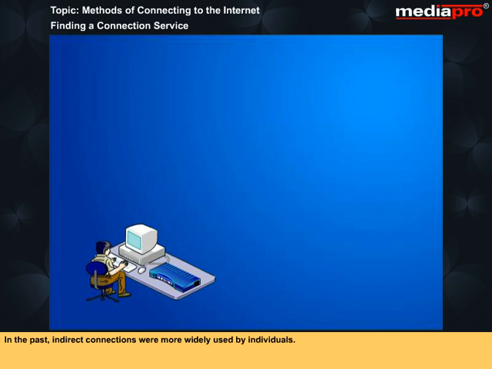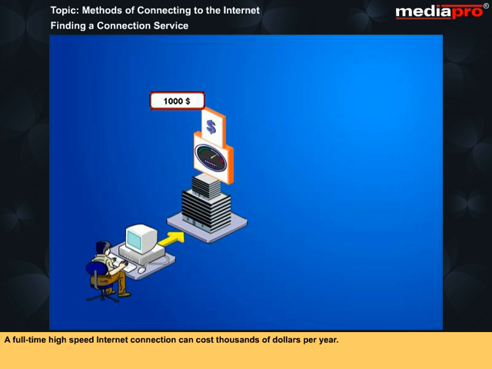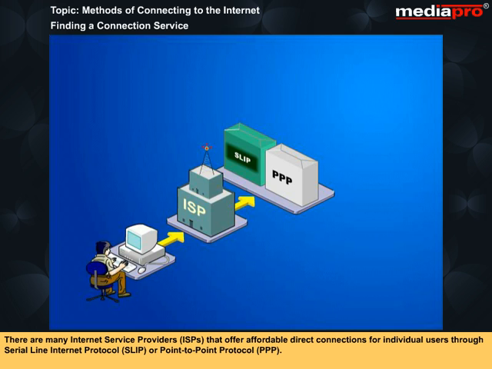In the past, indirect connections were more widely used by individuals. Mostly, only businesses and institutions used high-speed direct connections, since the cost would have been prohibitive for most individuals. A full-time high-speed internet connection can cost thousands of dollars per year. There are many internet service providers, ISPs, that offer affordable direct connections for individual users through Serial Line Internet Protocol, SLIP, or Point-to-Point Protocol, PPP.